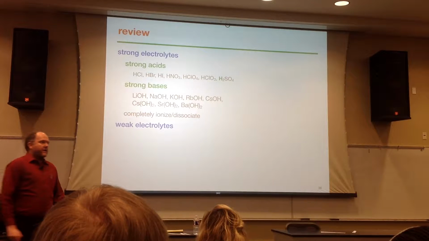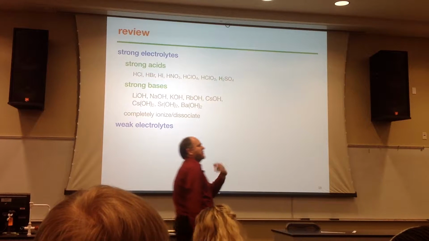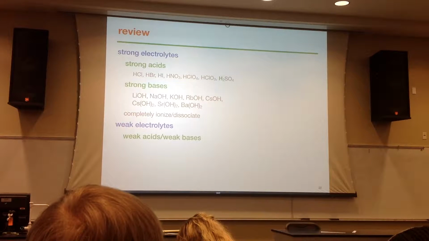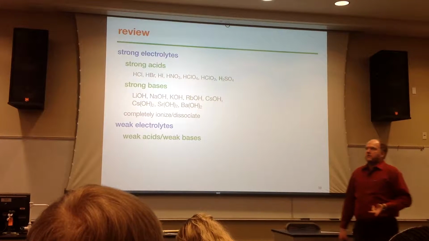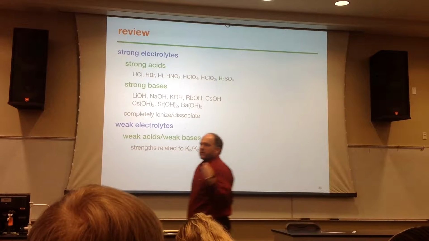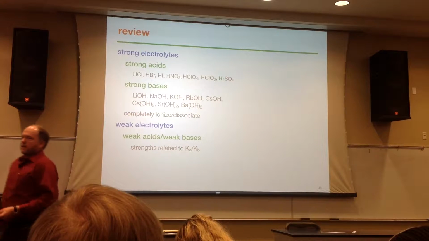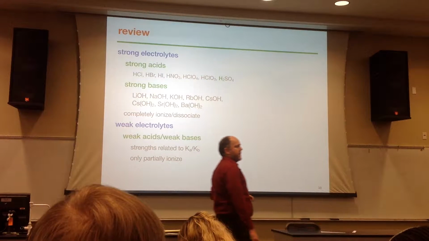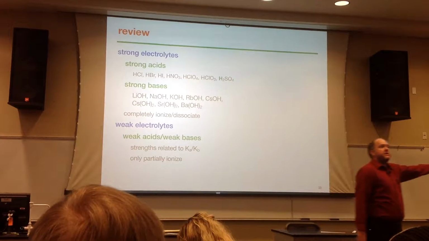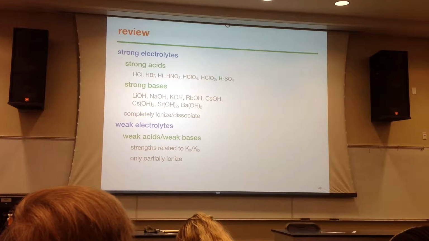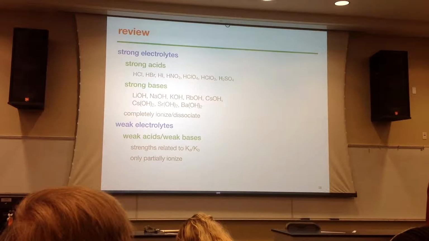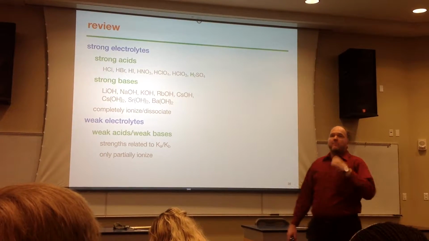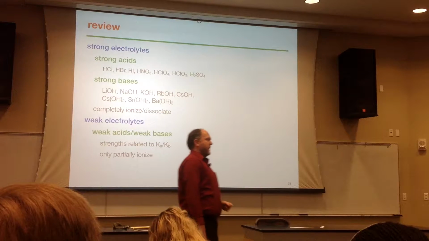All right, now weak electrolytes, remember weak electrolytes were those things that only partially ionized or partially dissociated in water. All right, these are our weak acids and our weak bases. All right. Now their strengths are related to their Ka or Kb value, and we'll see that again today. They only partially ionize. In fact, the degree of ionization is dependent upon 2 things. Their Ka, Kb value, and the initial concentration. We saw that yesterday, as the percent ionization went up as the initial concentration went down.